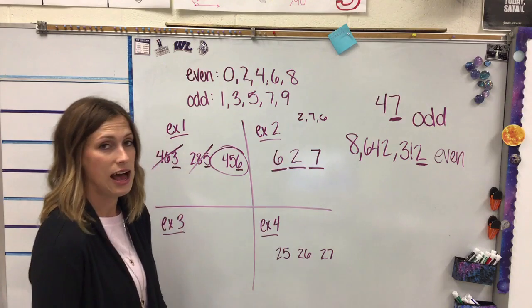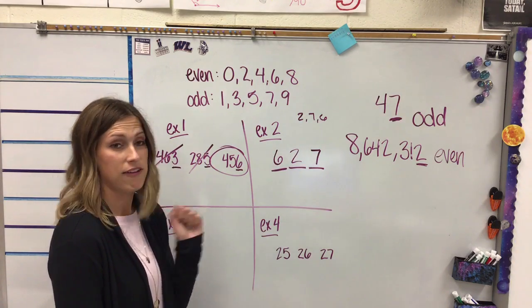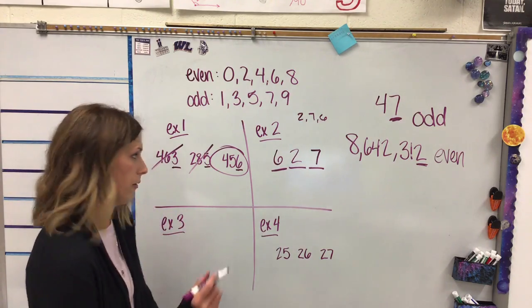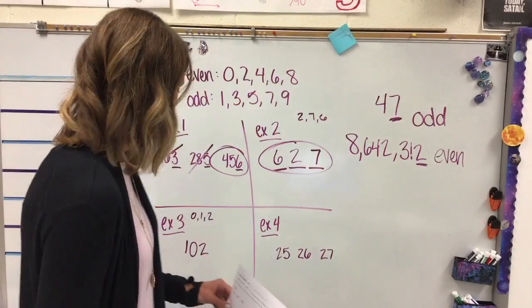627. Is it odd? Yep, it ends in a 7. 7's an odd number. Is it bigger than 500? Yep, 600 is bigger than 500. All right, so we got 627. Let's look at example 3.